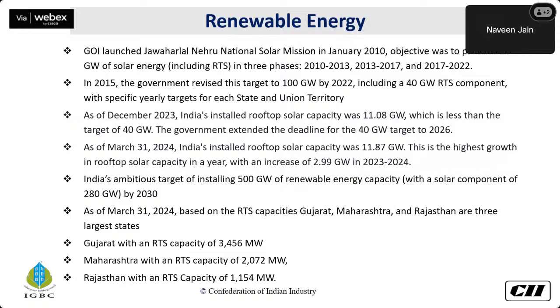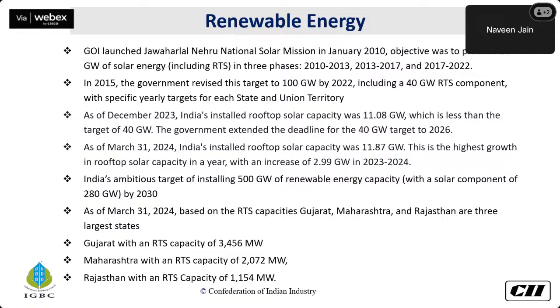Now, India has an ambitious target to install 500 gigawatt of renewable energy, including wind, hydro, solar, bio, everything. In that 500 gigawatt, 280 gigawatt should come from solar. That's how important solar is, and we have the potential to generate it. One important thing is that the 280 gigawatt includes both rooftop as well as ground mount projects.